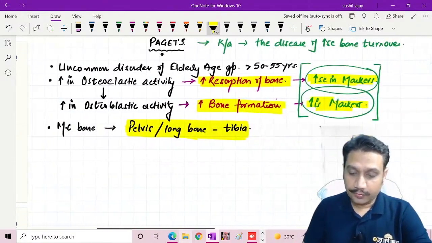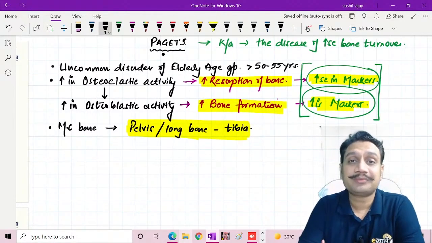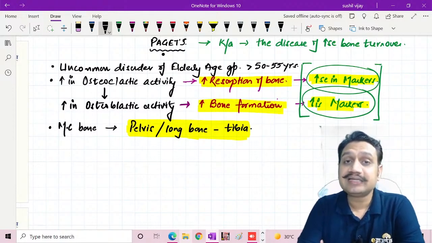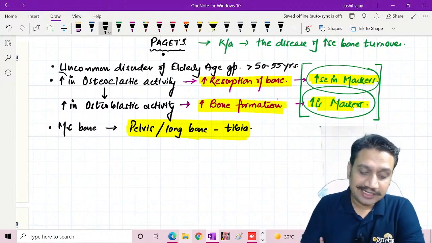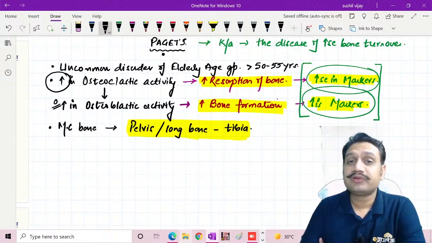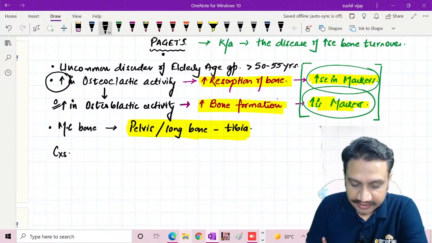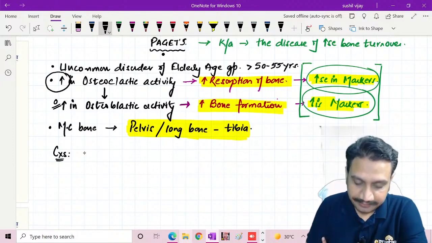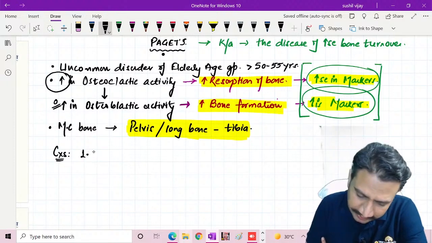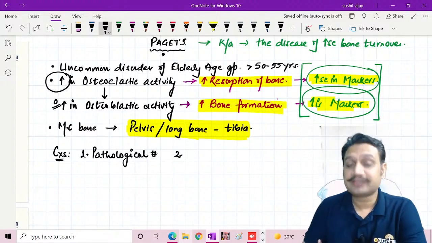Okay, so when there is more bone resorption and more bone formation going on, what will be the end result? Initially the clast will keep on eating the bone, and then blast will keep on forming the bone. Blast will first compensate for all the resorption of the clast, and then they keep on forming new bone. So as a part of complications, what can happen? If only blast keeps on working, number one, they can produce fractures, and these are what you call pathological fractures.